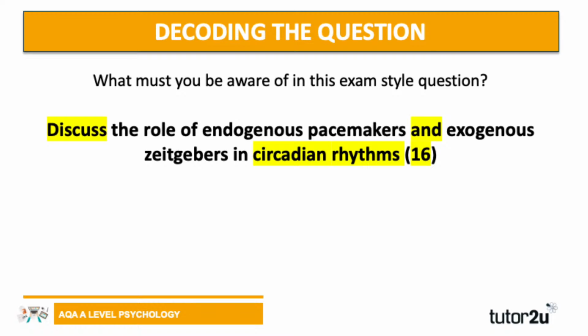Now, you've got the word and in there, so that's super important. You've got to talk about the endogenous pacemakers and also exogenous zeitgebers. And what I would say here is, just be careful. It's very, very easy just to give a 16 marker on circadian rhythms, but that's not entirely what it's about. I always say to my students, I give them different pieces of research. We look at the chipmunk and the hamster research in this question, just so we can keep the focus, because focus is really important.